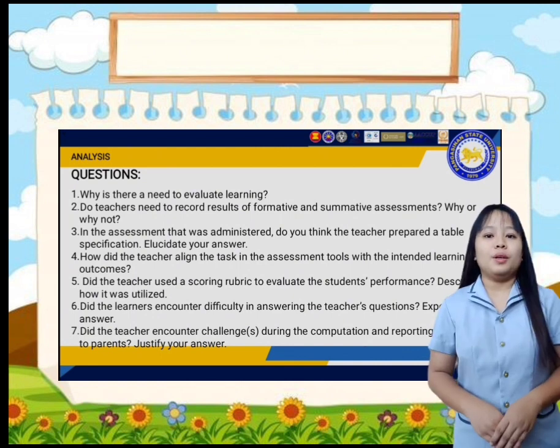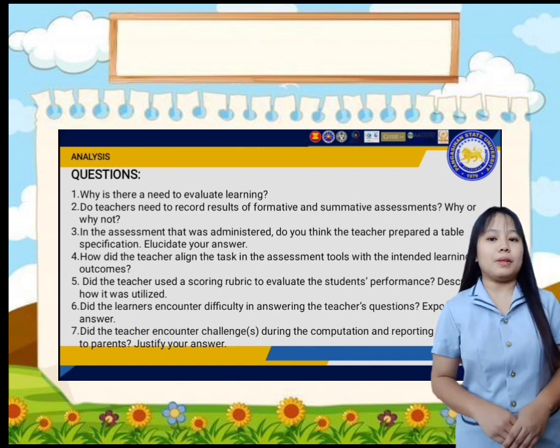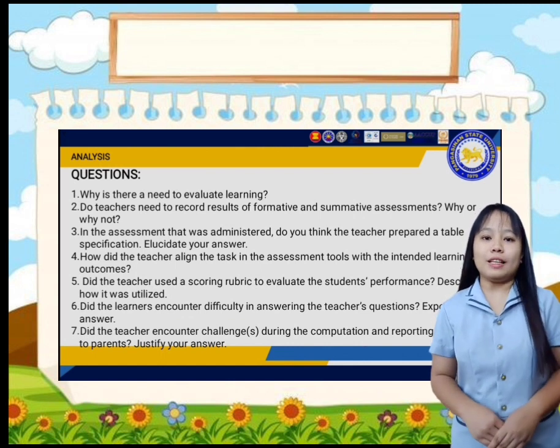For number 2, do teachers need to record results of formative and summative assessment? Why or why not? Absolutely yes po.